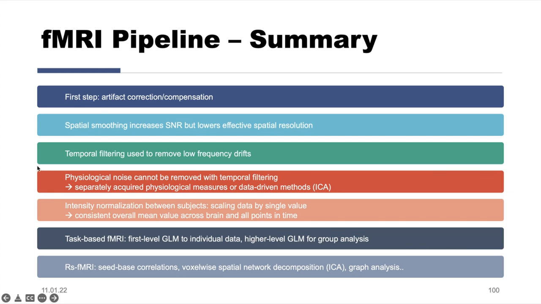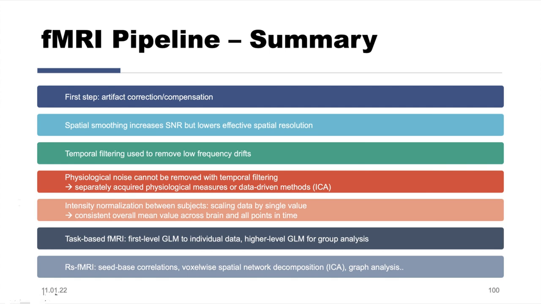Then there is temporal filtering, which is used to remove those low frequency drifts. So if you have a time series, you can filter this with low pass filters, high pass filters. Then there's physiological noise that cannot be removed, for example, heartbeat. But if you separately acquire physiological measures, then one can compensate for those artifacts.